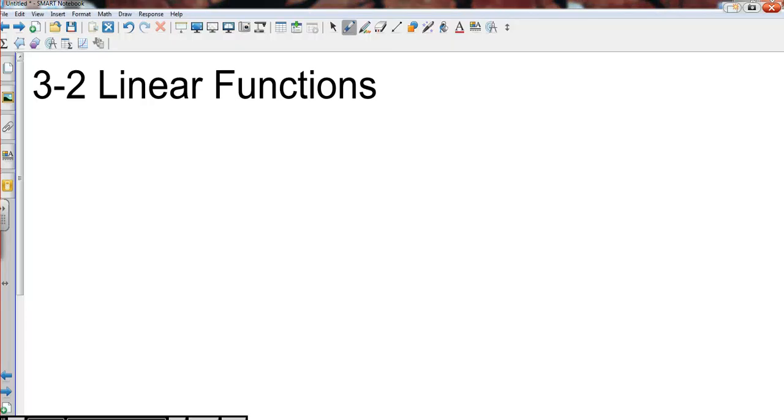Okay, so chapter 3, section 2, we're going to do linear functions. If you've got your books with you, open up and look at page, let's say, 115. Take a look at page 115 real quick. If I look at number 1 at the top of page 115, can you tell me if it's a line or not?